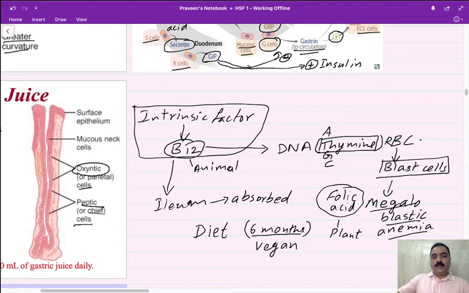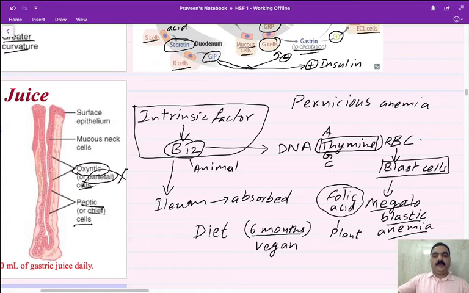But otherwise, you can get a disease condition called pernicious anemia. In pernicious anemia, what happens? It is an autoimmune disorder in which the parietal cells are damaged by autoantibodies. The immunoglobulin that is produced in our own body inhibits or damages the parietal cells.